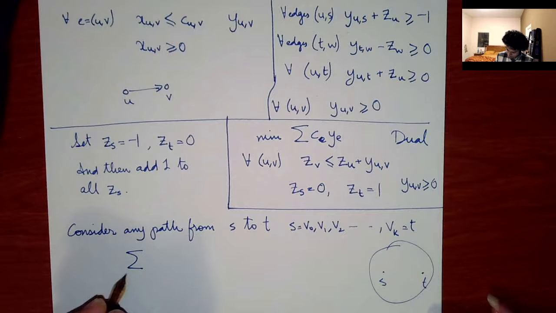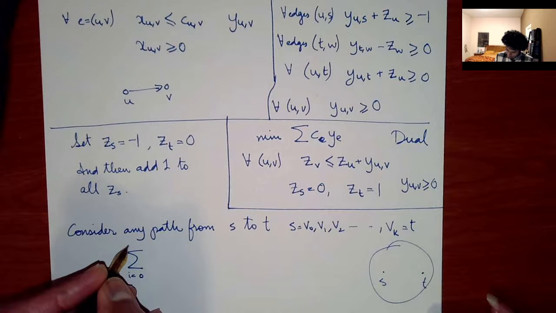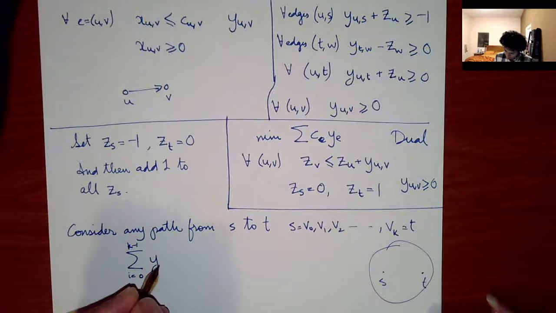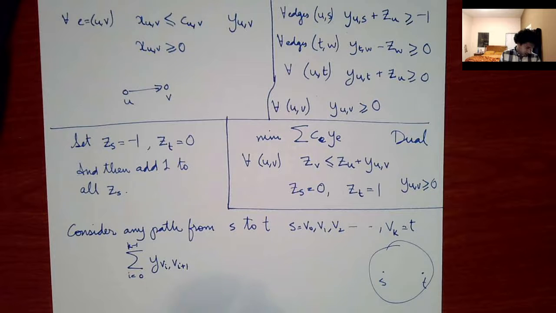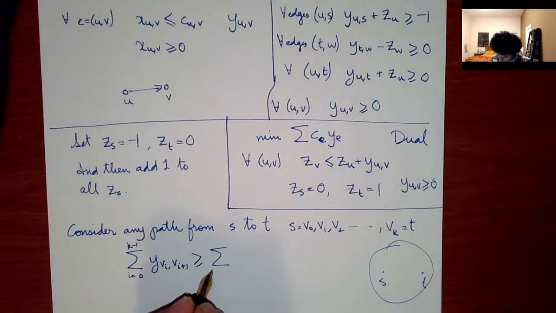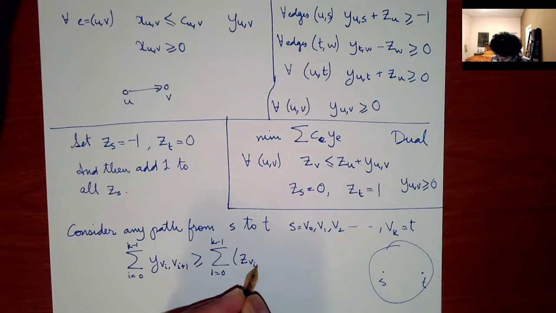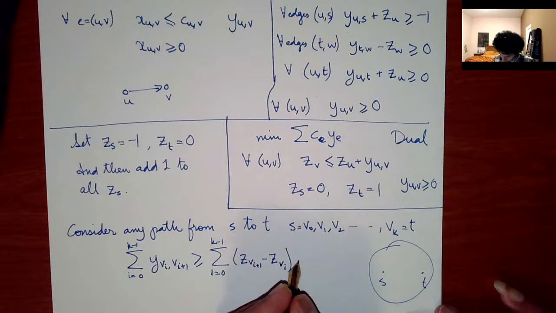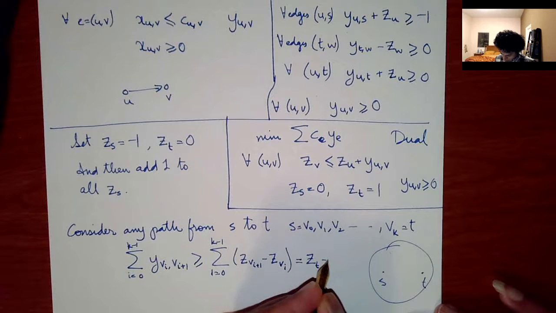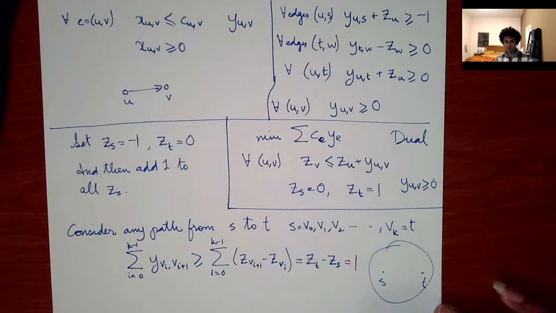So I'll say i going from 0 to k minus 1, I'm just going to sum up all of these weights y of (Vi, Vi plus 1). Now, by the constraints of the dual, this would be greater than or equal to Z of Vi plus 1 minus Z of Vi. That's a telescoping sum. So this ends up being Zt minus Zs, which is equal to 1. Okay?